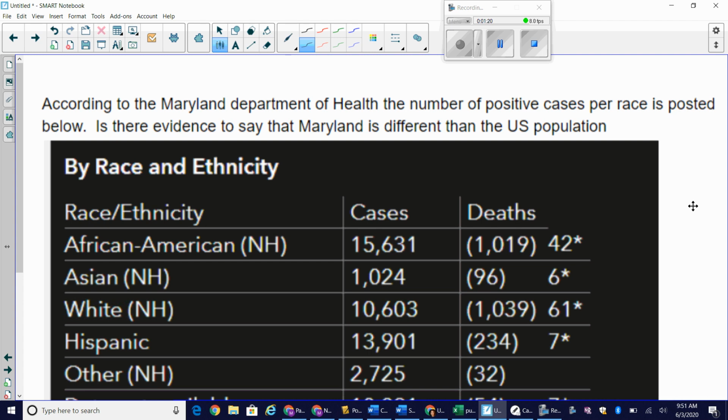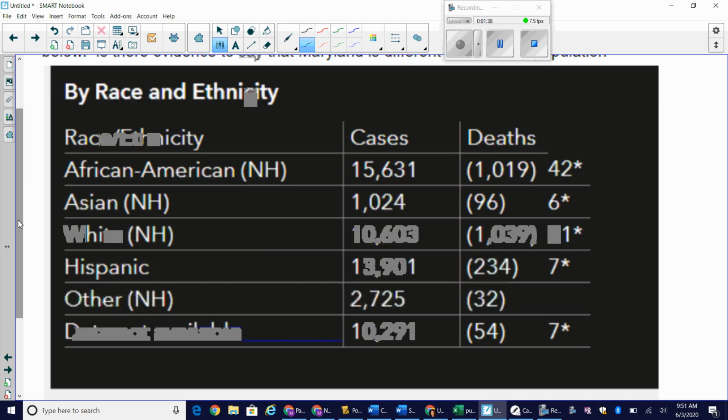Now, there is a way to do this with the chi-squared test of homogeneity. But in order to do that, you need to take out the Maryland cases. So what I'm going to do is just look at the breakdown of Maryland versus what's expected based on the population numbers from the US. Okay, so that's why I'm doing a chi-squared goodness of fit test versus a chi-squared test of homogeneity.